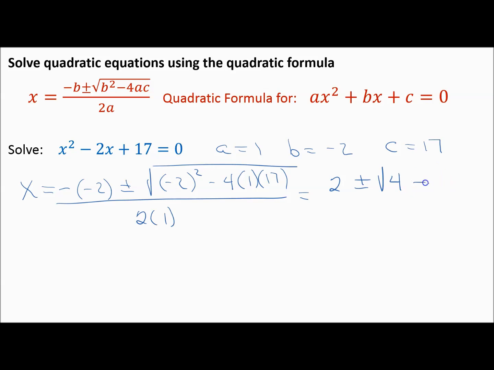Minus, and then I do 4 times 17 to get 68. And that's all divided by 2. So I continue simplifying. That's 2 plus or minus the square root. Now 4 subtract 68 is negative 64.